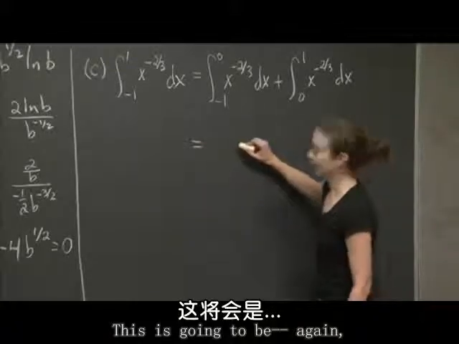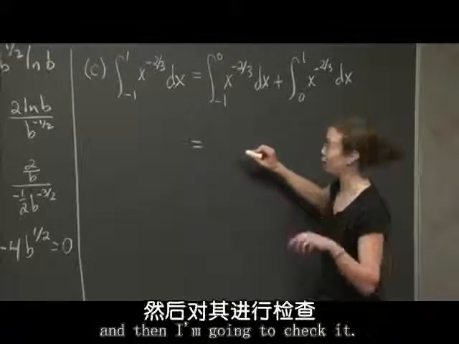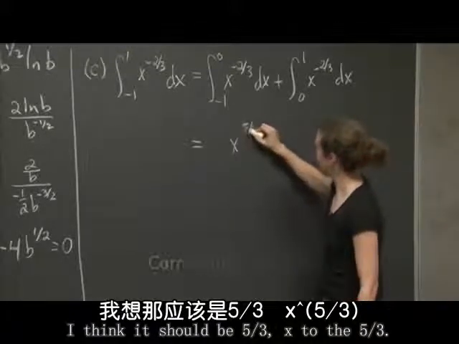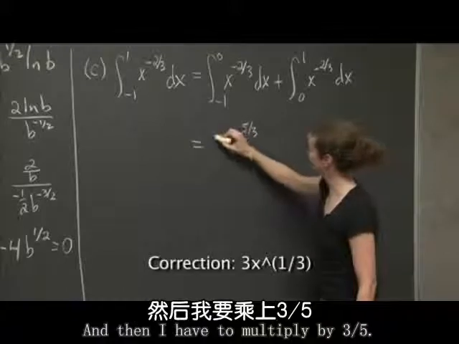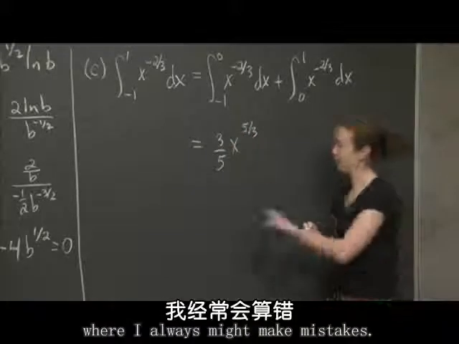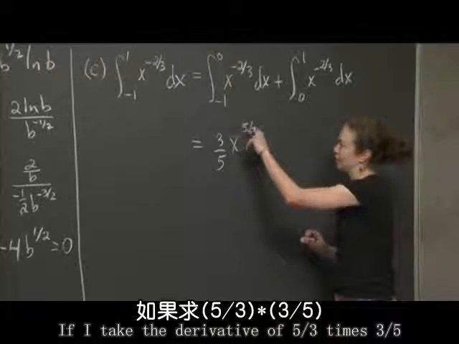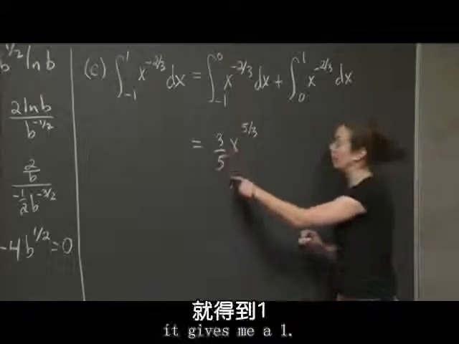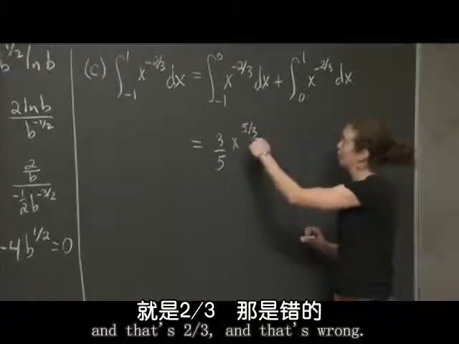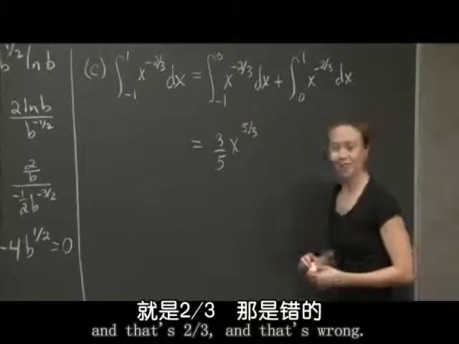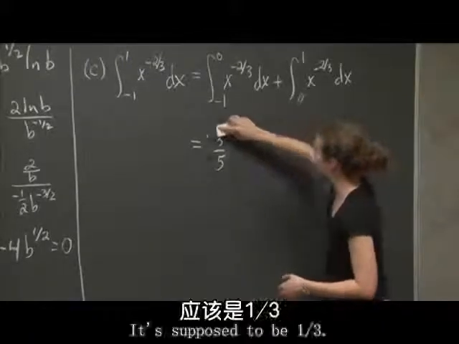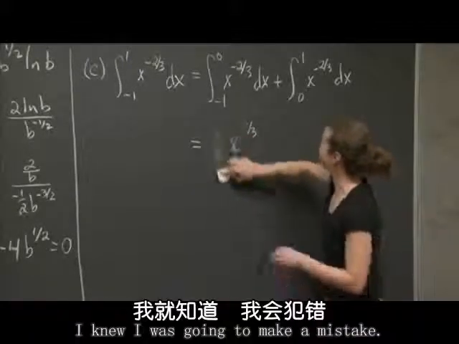This is going to be, again, I'm going to write something down and then I'm going to check it. I think it should be x to the 5/3, and then I have to multiply by 3/5. Let's double check, because this is where I always might make mistakes. If I take the derivative of 5/3 times 3/5 gives me a 1. 5/3 minus 1 is 5/3 minus 3/3, and that's 2/3, and that's wrong. So, right, because I went too big. It's supposed to be 1/3. I knew I was going to make a mistake, right?